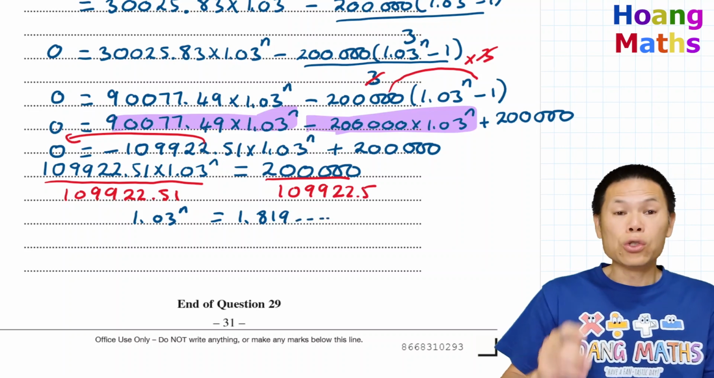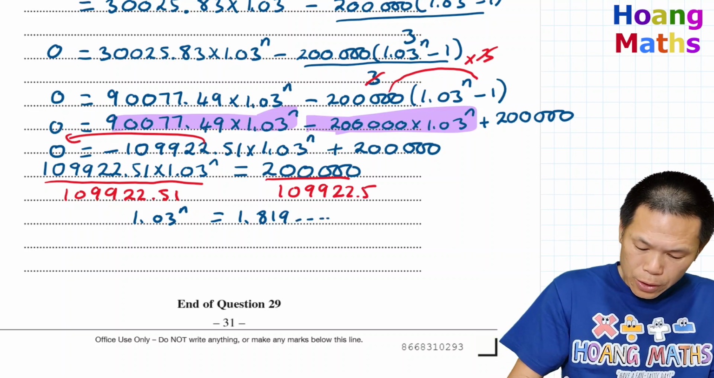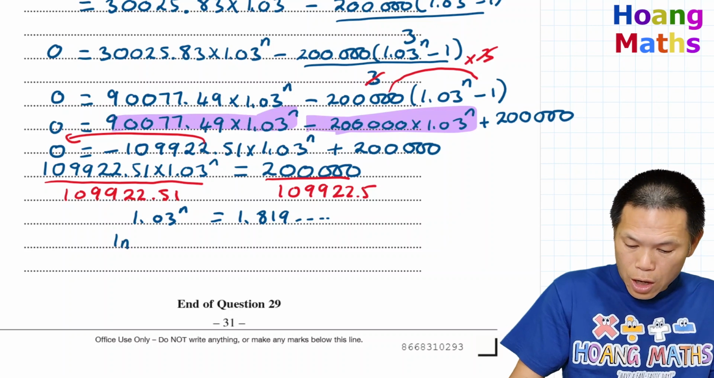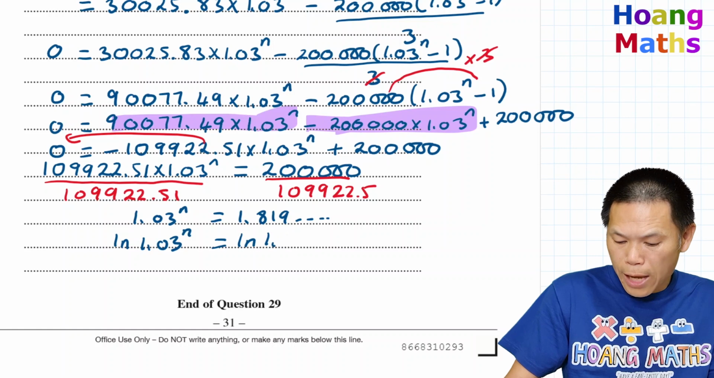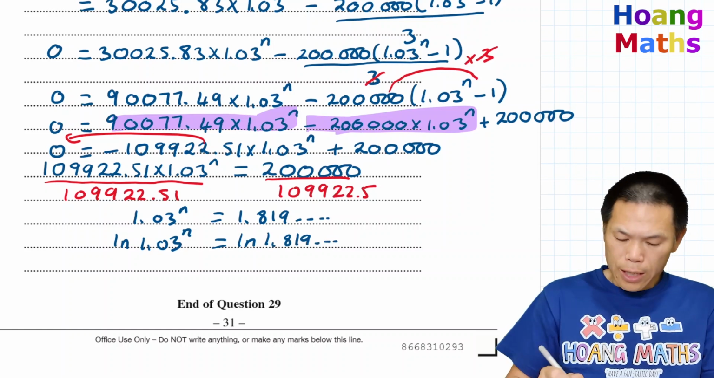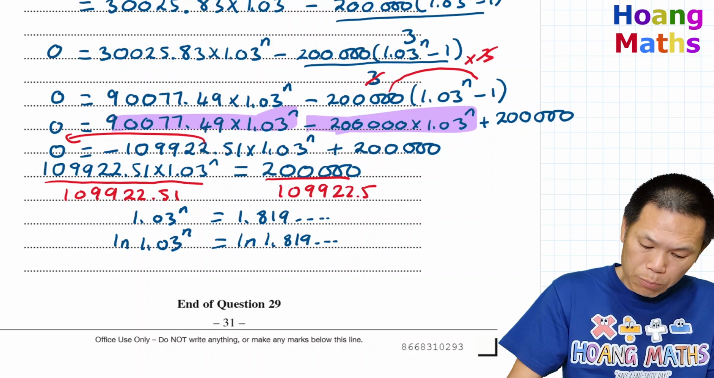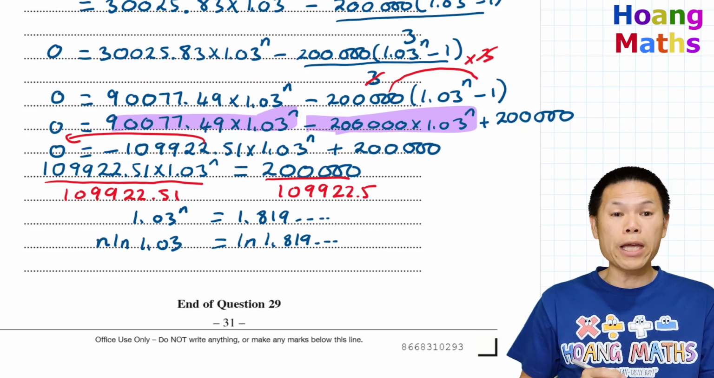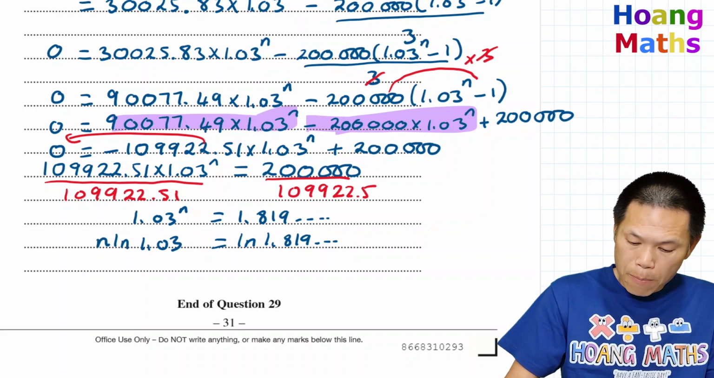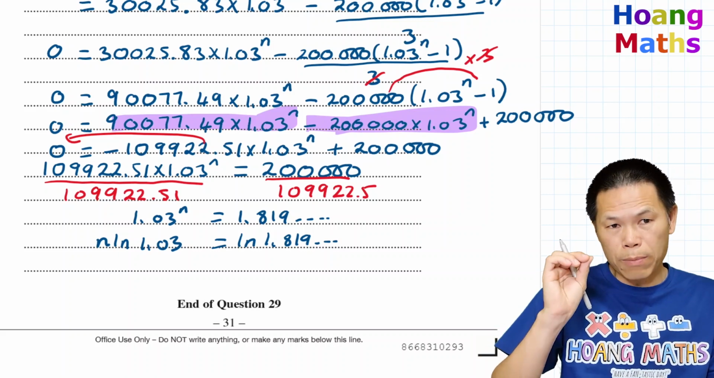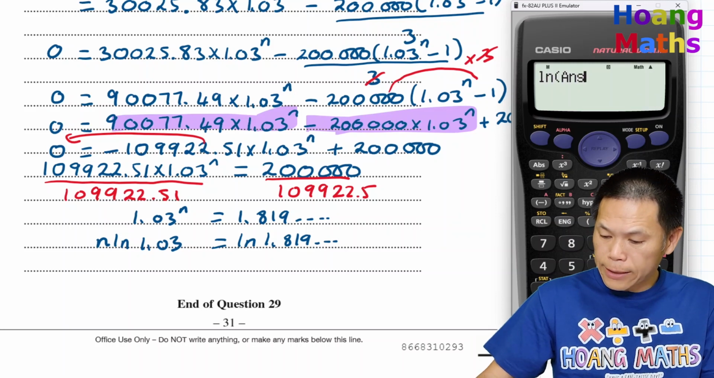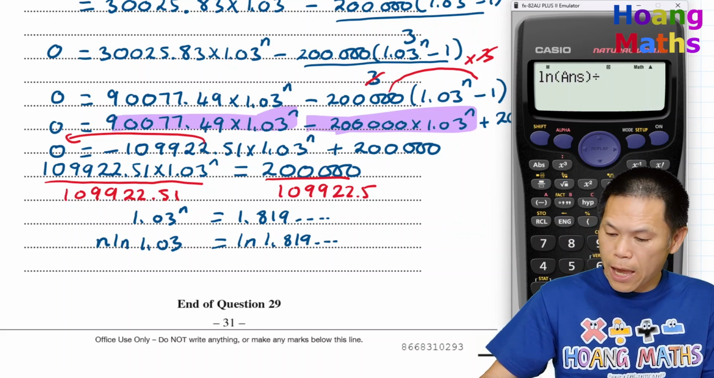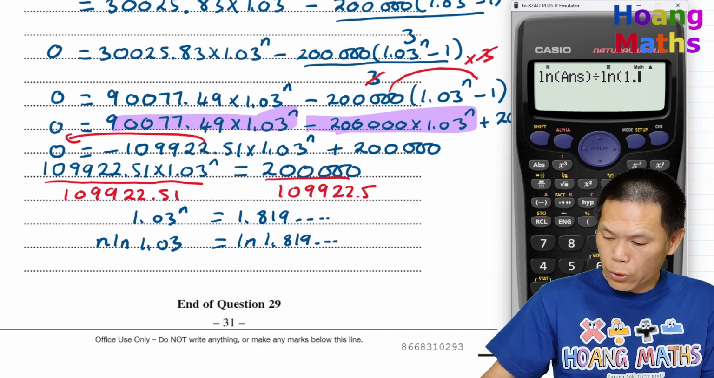1.819 and so on. So I take log on both sides. So that means ln of 1.03 to the power of n is ln of 1.819 and so on. So the n can bring in the front here. Okay, so keep that in mind. So now I just divide both sides by ln 1.03. So I just go ln answer and I divide by ln 1.03. Close brackets.